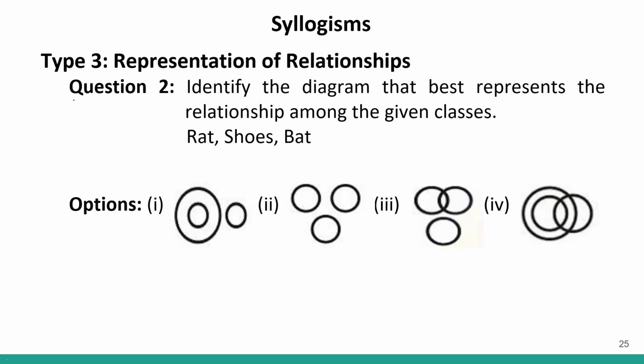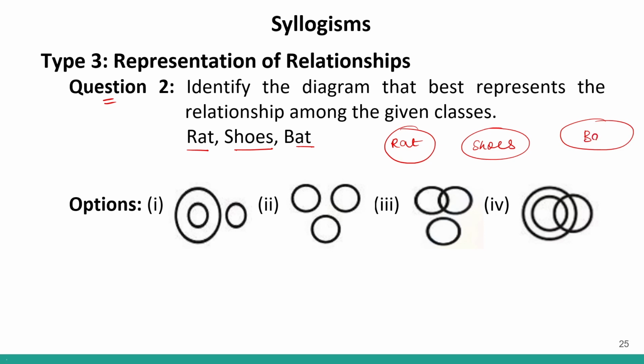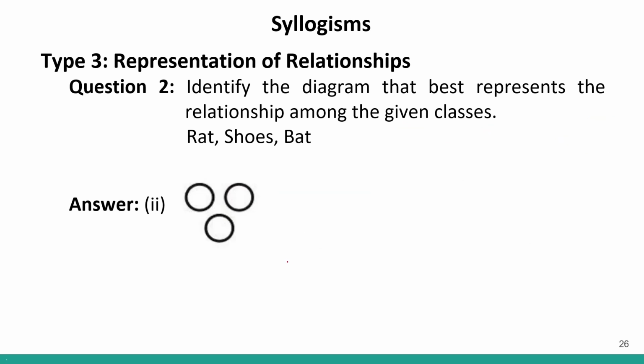Clear? Question number 2, identify the diagram that can best represent the relationship among the given classes: rat, shoes and bat. Now I cannot find a common thing. Rat is an animal, shoes is an object, that is a clothing, and bat is an object that is used for sports. Rat is different and shoes is different. So I cannot see any overlapping between rat, shoes and bat. So therefore my answer will be option number 2, because I cannot see any overlapping between them. So this is how I will represent the relationship between rat, shoes and bat. Okay?